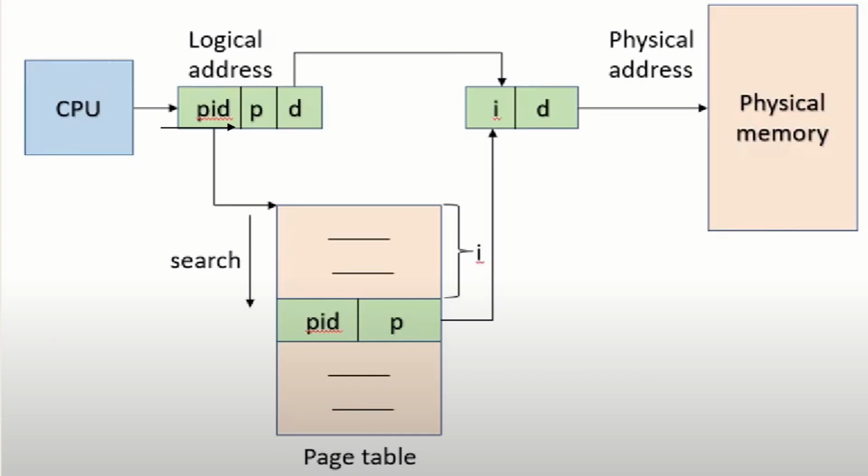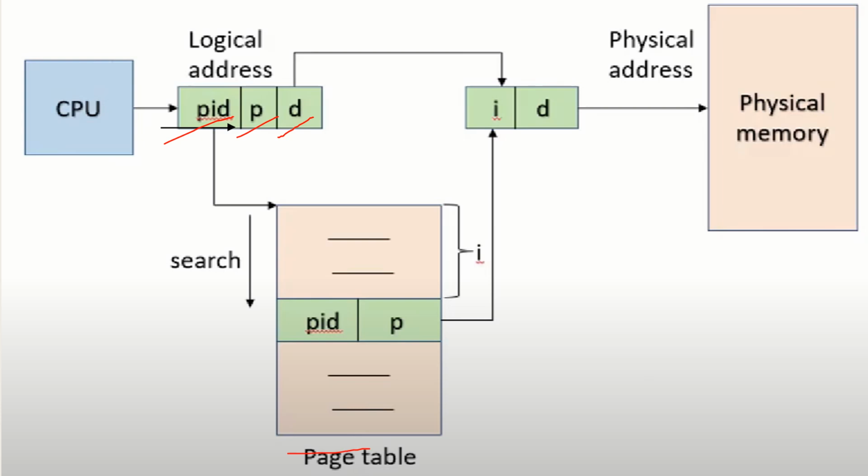Now, how will the address translation take place? The CPU generates the logical address, which contains the process ID, as you can see in this diagram, the virtual page number, and the offset. Now this process ID will be used to map into the page table, which you can see in the diagram.